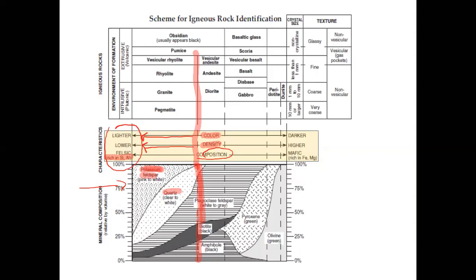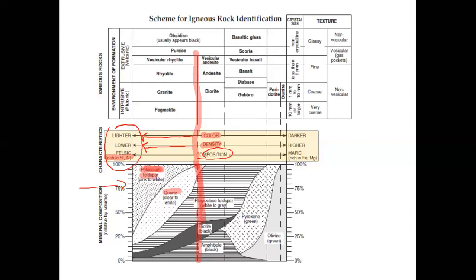But what I really want to point out to you guys is that if you look at, for example, quartz and potassium feldspar, you'll see that their colors are actually very light as well, pink to white, clear to white. So that's probably where the lighter color is coming from, right? Lower density. If you look at the density, if something's less dense or more dense, I think you guys actually know that pretty well. And then the felsic is just telling you where it's rich in composition.